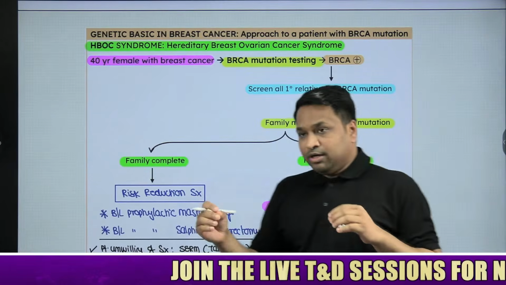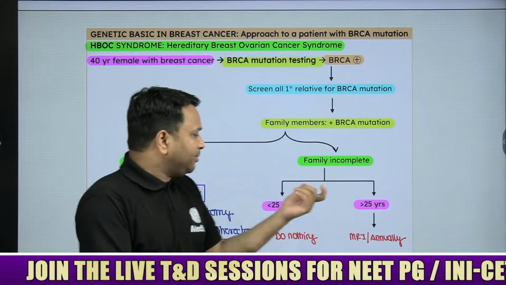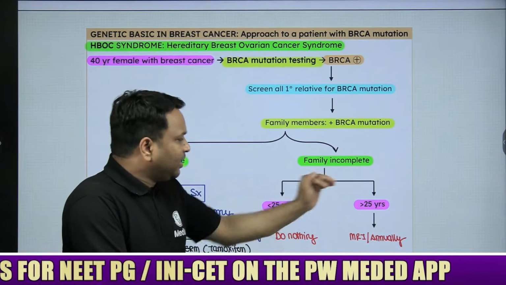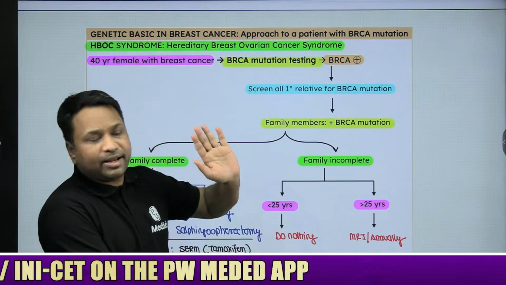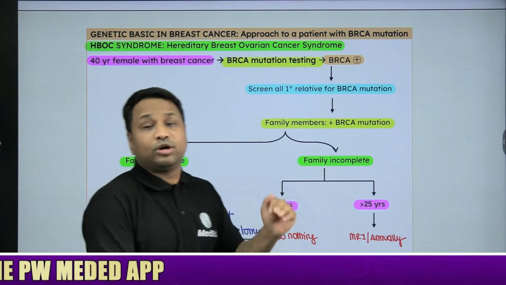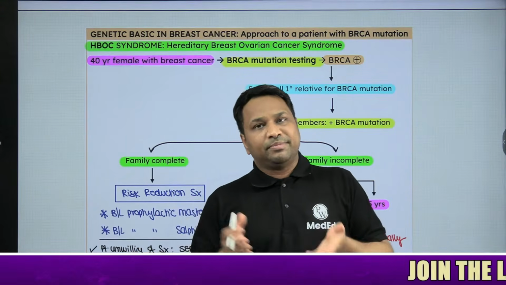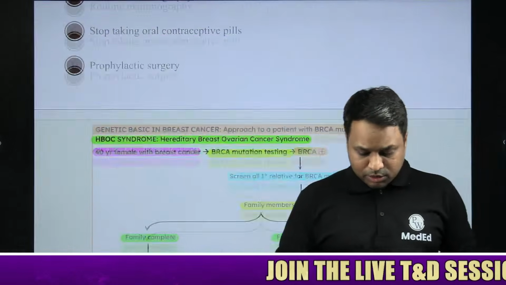Now, if the family status is incomplete and the age of presentation is less than 25, do nothing. Let her live her life, ask her to come back when she turns 25. After the age of 25, do an annual MRI as a screening protocol. Remember, the investigation of choice to screen breast cancer in a high-risk population is MRI, and that is what we're trying to tell you here also.